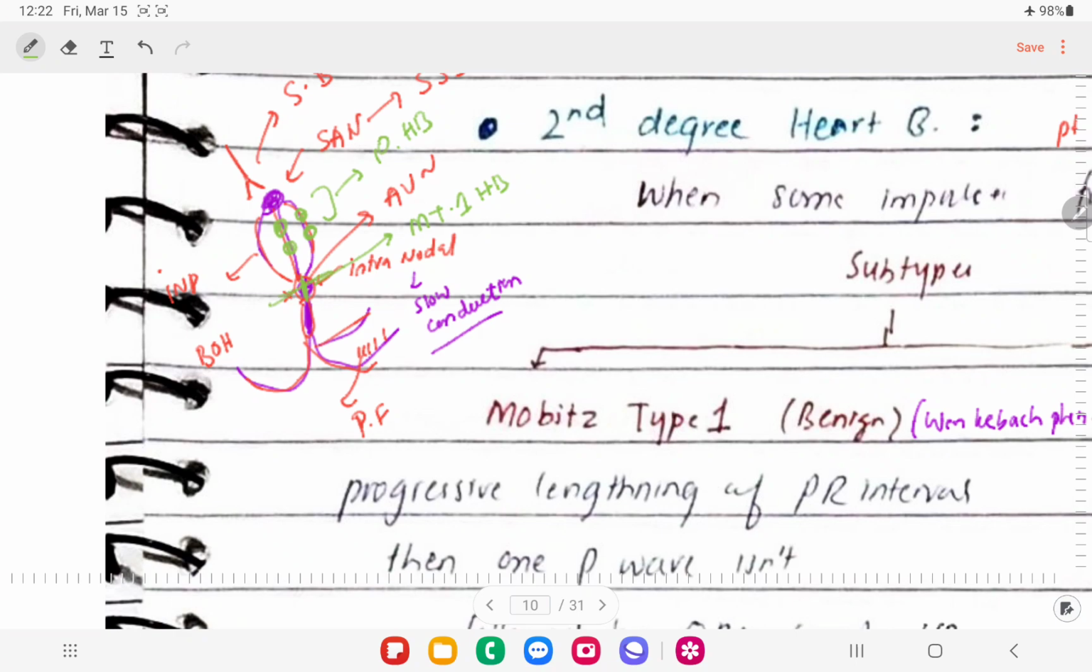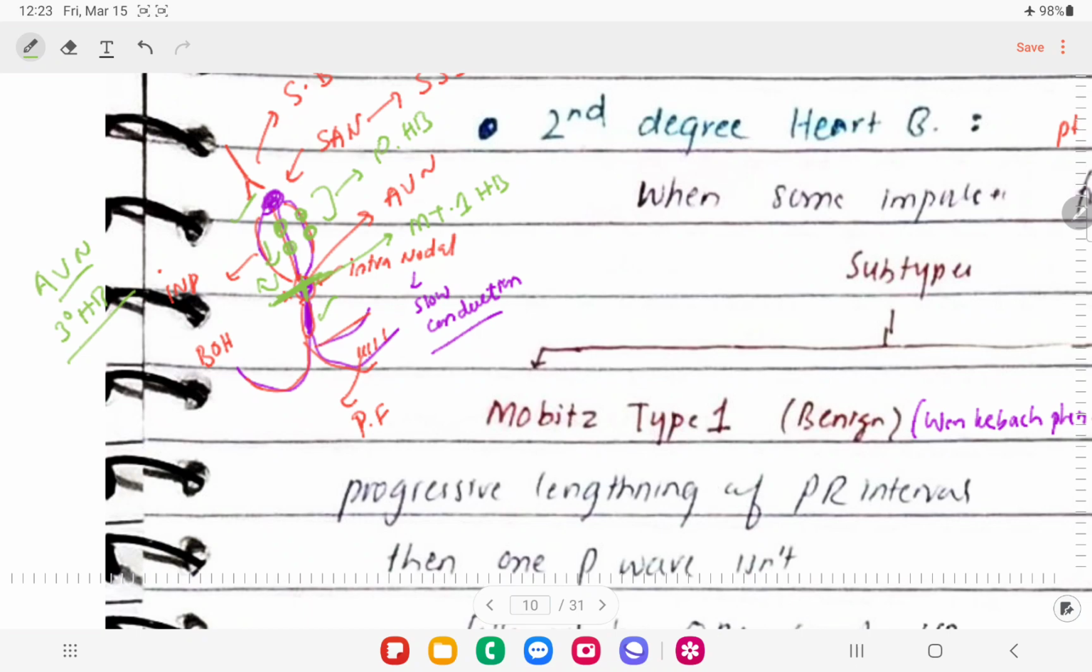When there is complete dysfunction of this node, no impulse passes from the AV node, and the bundle of His takes over and contracts the ventricles, while the SA node contracts the atria. So basically there will be AV dissociation. When there is complete dysfunction of the AV node, that is called third degree heart block, also known as Stokes-Adams syndrome.